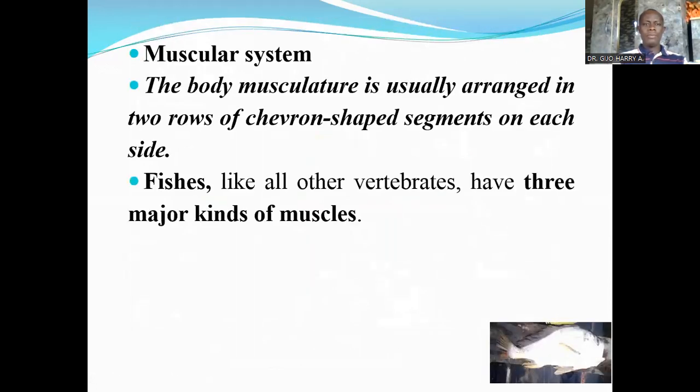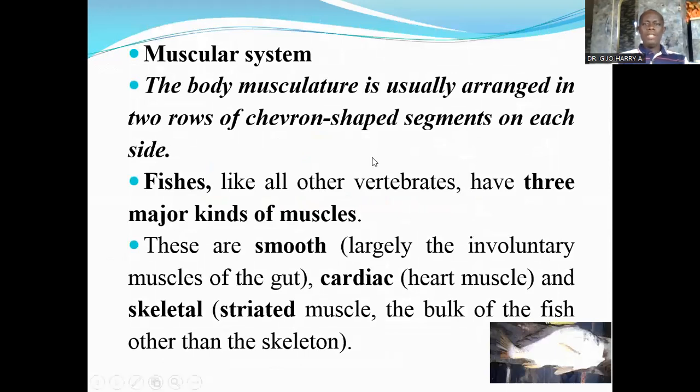Now I want to look at the muscular system. The body musculature is usually arranged in two rows of chevron-shaped segments in each side. Fishes, like other vertebrates, have three major kinds of muscles. The three major kinds of muscles are the smooth muscles, the cardiac muscles, and the skeletal muscles.